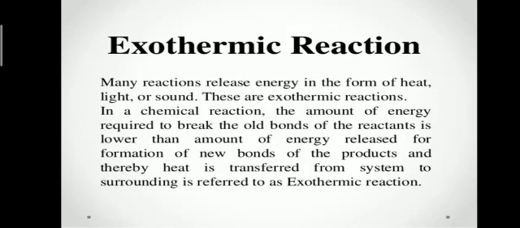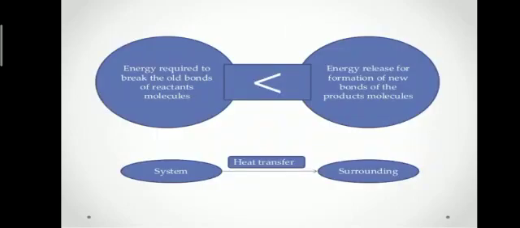So the del H will be negative and its value is minus 890.3 kilojoules. As we know that thermal energy changes are large, we represent it with kilojoules. Here you can see that the energy required to break the old bonds of the reactant molecules is less than the energy released for the formation of new bonds of the product molecules. So the heat is transferring from the system to the surroundings.